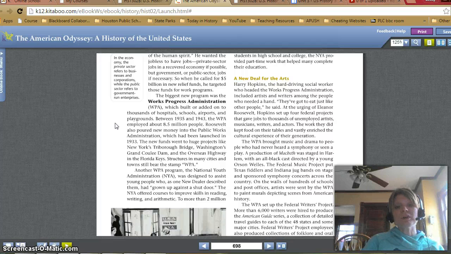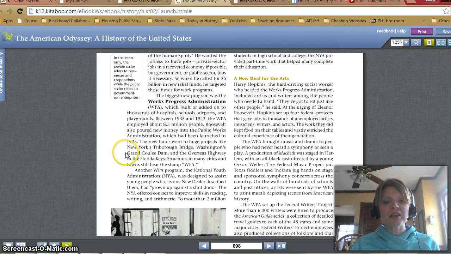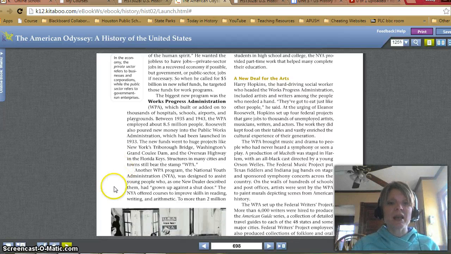Roosevelt also poured new money into the Public Works Administration, which had been launched in 1933. The new funds went to huge projects like New York's Triborough Bridge, Washington's Grand Coulee Dam, and the Overseas Highway in the Florida Keys. Structures in many cities and towns still bear the stamp WPA.